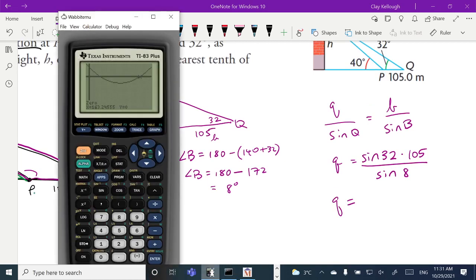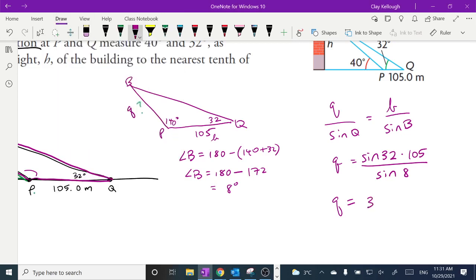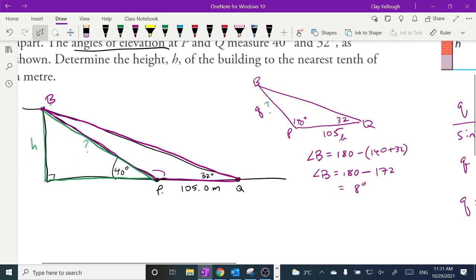There it is. Let me get out of that. Okay, so the sine of 32, close my brackets, times 105, divide by the sine of 8 equals, and we've got 399.8 meters. Now that isn't what I'm looking for, right? That's this line here. I could put it in green, 399.8 meters.